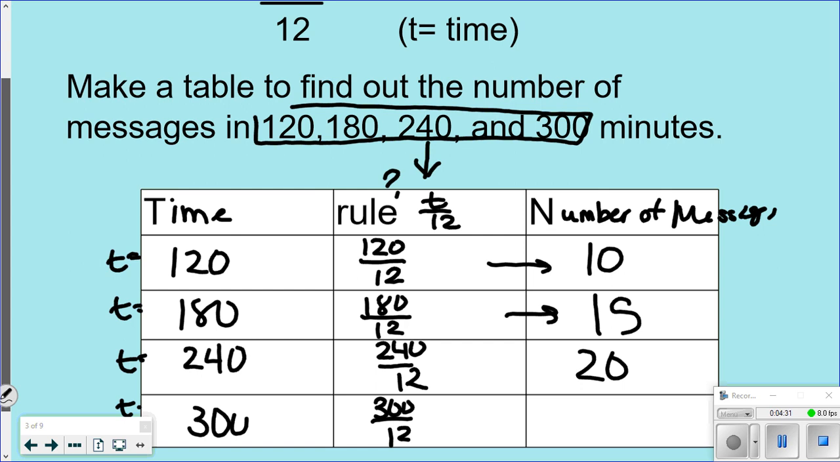Let me do it on my calculator. 300 divided by 25 is 12. Oh, timeout. I'm sorry. 300 divided by 12 is 25. There we go. All right, so we just made a table for this equation. What we did is we took that equation and turned it into that table.